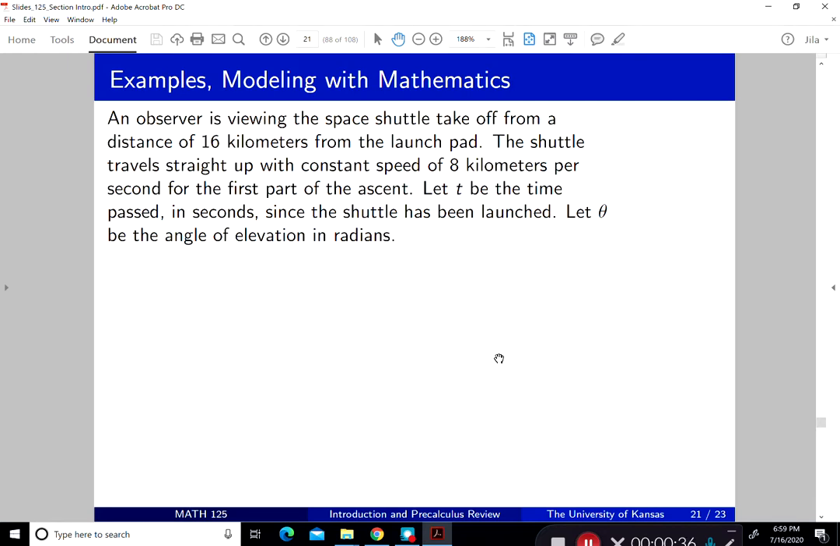An observer is viewing the space shuttle take off from a distance of 16 kilometers from the launch pad. The shuttle travels straight up with constant speed of 8 kilometers per second for the first part of the ascent. Let t be the time passed in seconds since the shuttle has been launched. Let theta be the angle of the elevation in radians.